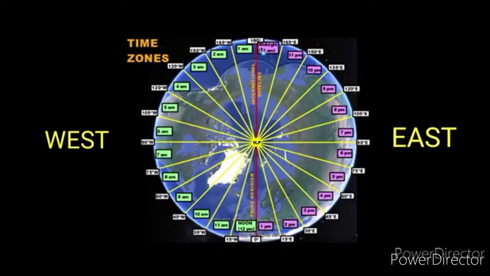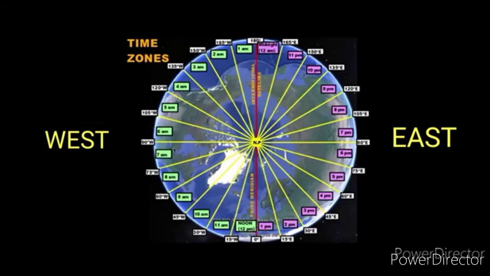For example, if at 12 am a new day starts at 180 degrees on the international date line, here at 12 am midnight it's Monday, but at 165 degrees east it is still 11 pm and the day is Sunday. At 150 degrees east it is 10 pm and at 135 degrees east it is 9 pm and so on.